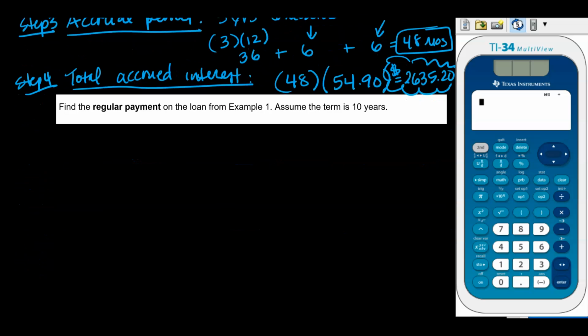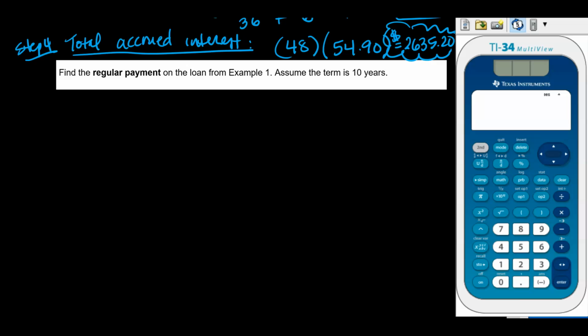So let's jump to the next problem, which is related to this one. It's an extension. We're going to find the regular payment on this loan.